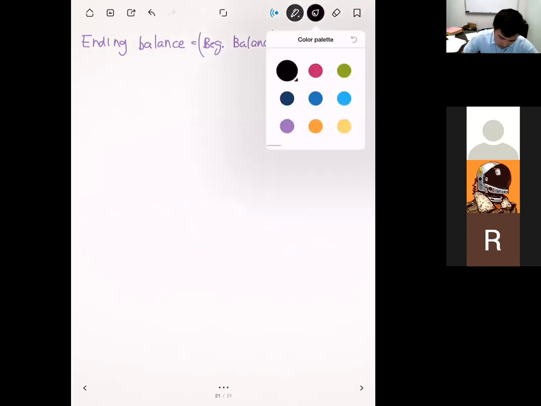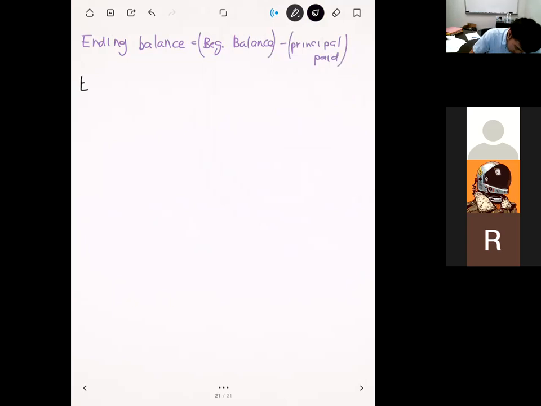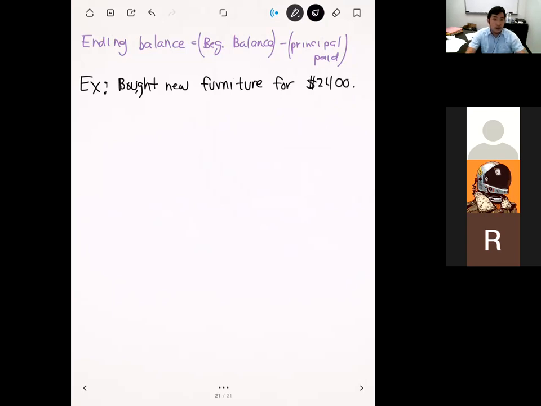Okay. All right, so let's do an example. Let's say that you recently purchased a new piece of furniture, and this piece of furniture costs $2,400. Let's say that you don't have $2,400 on you, and so you're going to pay this off using 4 uniform monthly payments.